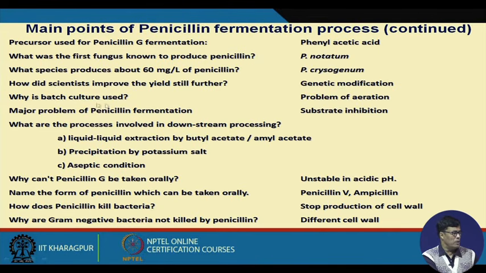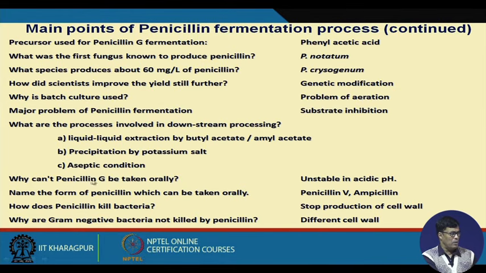How did scientists improve the yield still further? By genetic modification. Why is batch culture used? Because of the problem of aeration. The major problem of penicillin fermentation is substrate inhibition, and to take care of it, we can go for the fed batch process. What are the major downstream processing steps? Liquid extraction using butyl acetate or amyl acetate, precipitation of the potassium salt, and aseptic conditions.